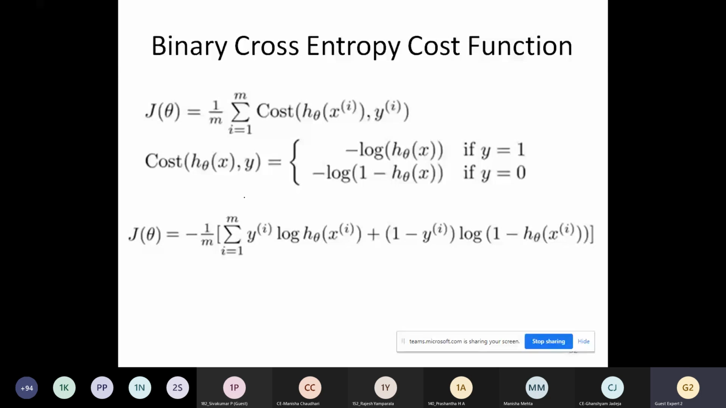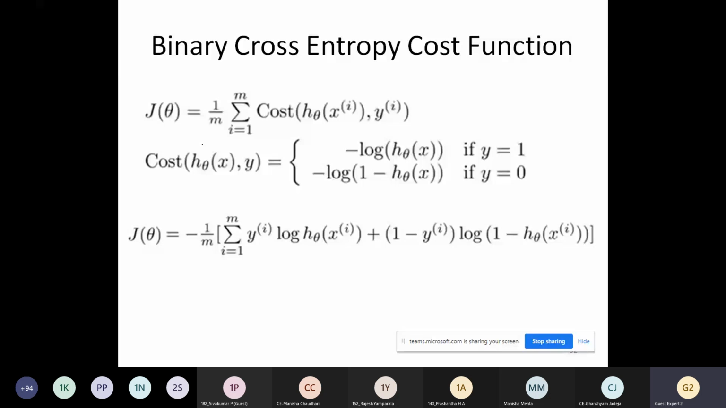Now in logistic regression also, if we want to model it, we have to find out the values of theta for the model. So how can we find the values of theta? Using gradient descent. If we want to use gradient descent, we should have a cost function, because gradient descent will estimate the value of theta in such a way that the cost is minimum.